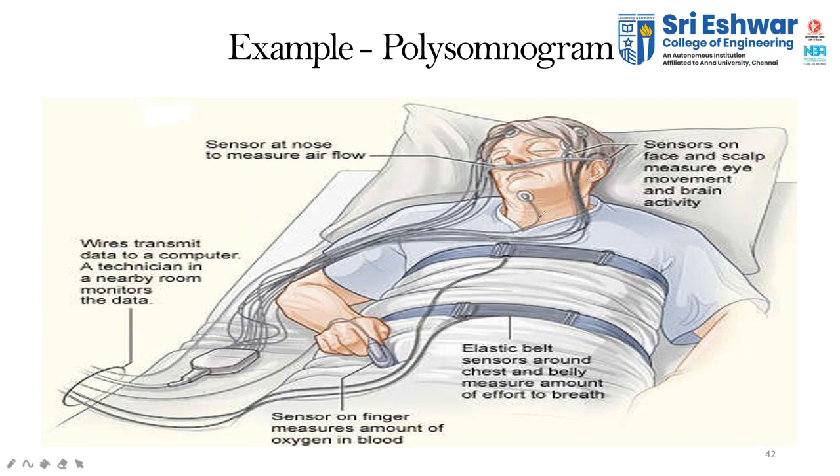Next we have some sensors over the ribs. This is an elastic material, so whenever the person inhales or exhales, that is reflected using this elastic belt. The elastic belt sensors around the chest and belly measure the amount of effort to breathe. Next we have one more sensor on the finger, which is used to measure the amount of oxygen in the blood.